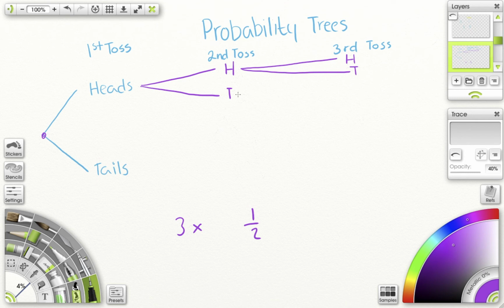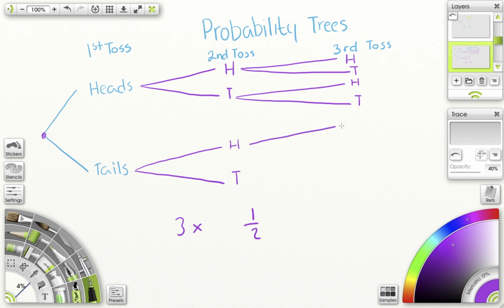Second toss here, if I land on tails, I can land on heads again, or I could land on tails. However, we also have to adjust this part. Let's say the first time I land on tails. Second toss, I could land on heads, or I could land on tails. Third toss, I could land on heads, or I could land on tails. If I land on tails in my second toss, I could land on heads, or I could land on tails. Do you see what's happening here?